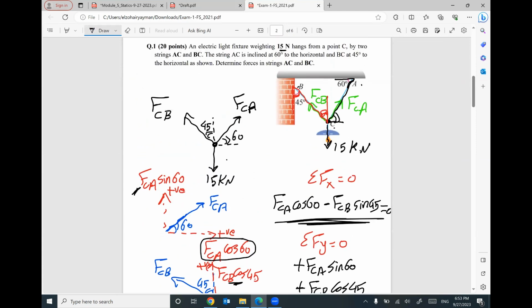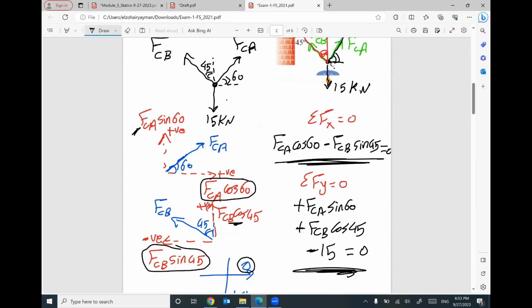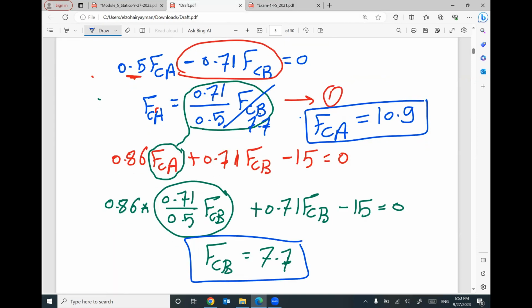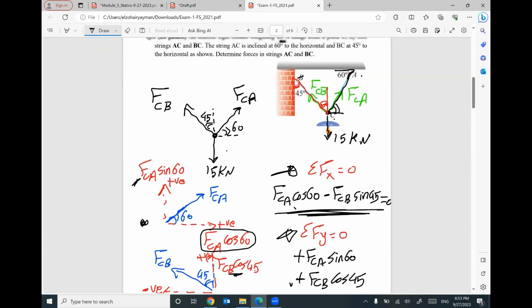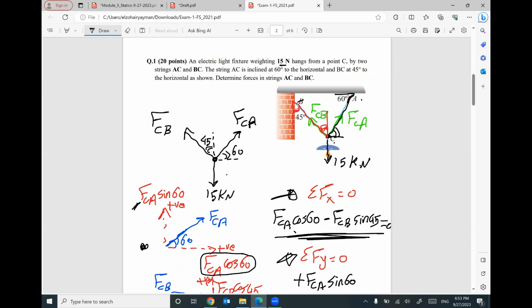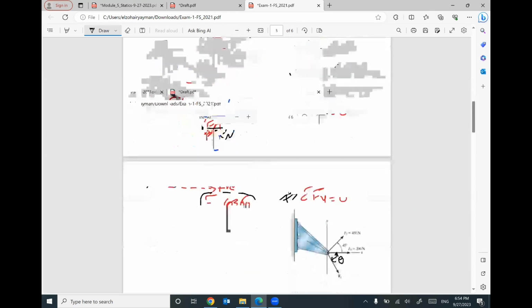Try your best to sketch each force and find the two components. Try to do your best to write the two equilibrium equations and set up the two equations. You have to solve the two equations together to find out the final unknowns. This is the first question. Any question regarding this one? The second question.